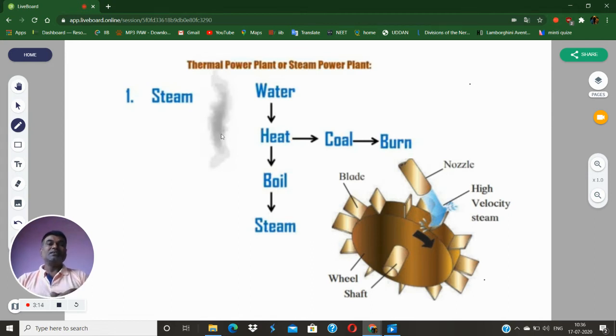Such steam is again converted back into water, so we regain the water. This shows a physical property, a special feature of water. It exists in three states of matter, that is solid, liquid and gas. It's very important here.